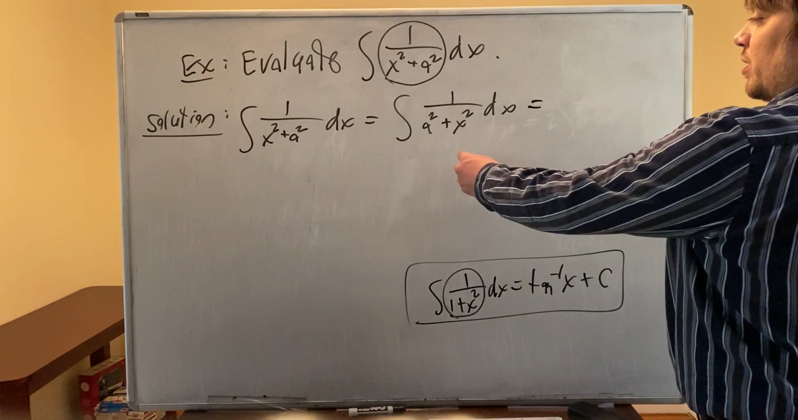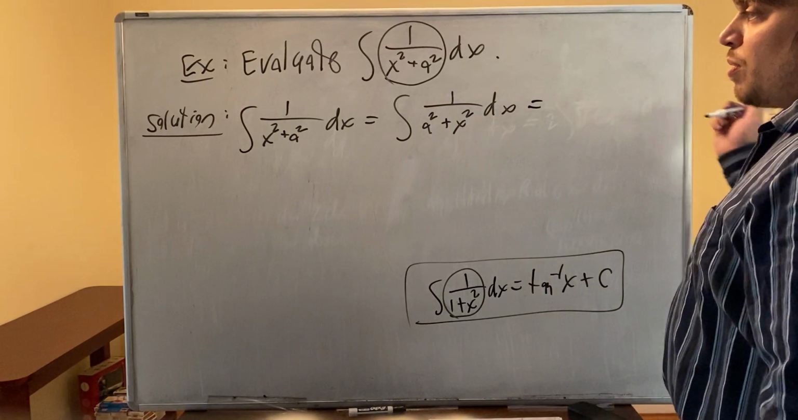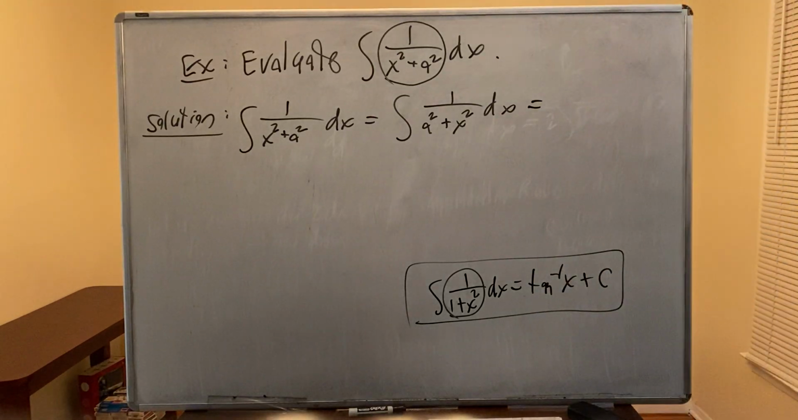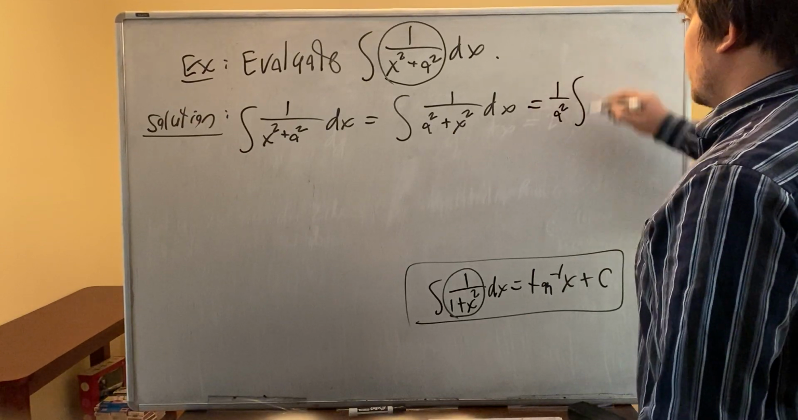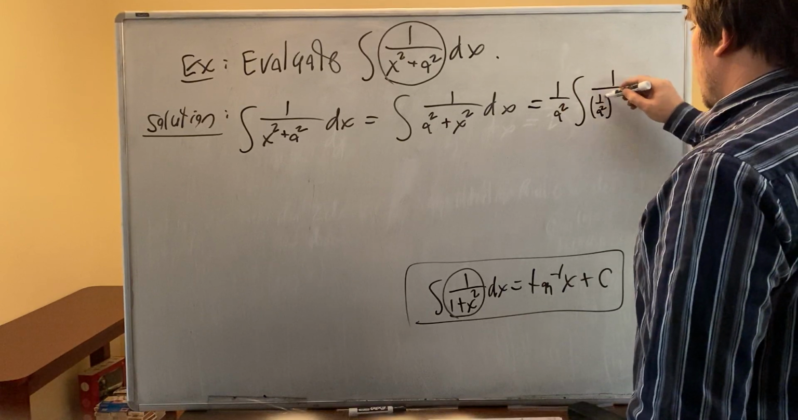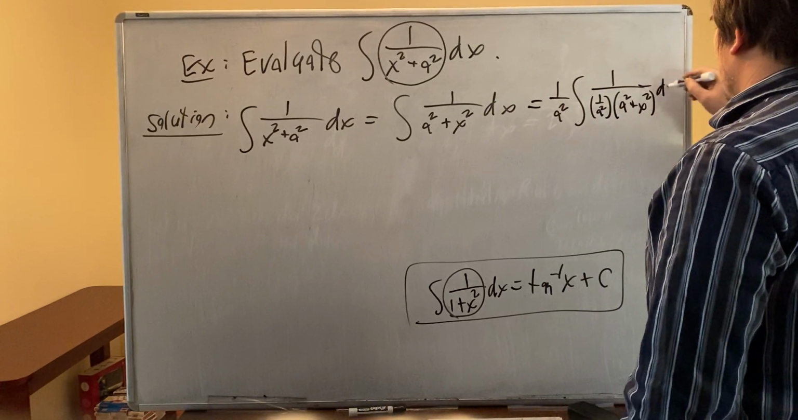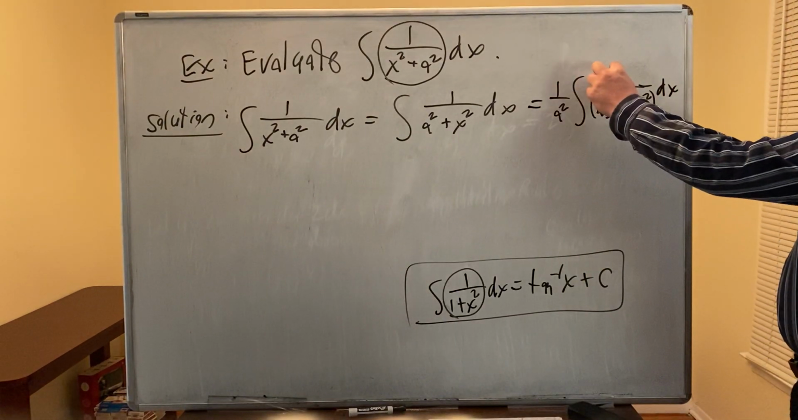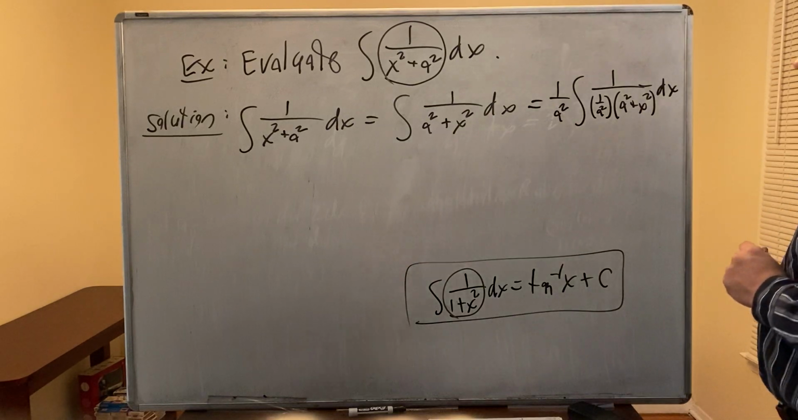Well, if I just divide the denominator by a squared, it's the same as multiplying by a squared. So I'm going to put it this way. This is equal to 1 over a squared times the integral of 1 over a squared times a squared plus x squared dx. What I did was I multiplied the numerator by 1 over a squared and the denominator by 1 over a squared.